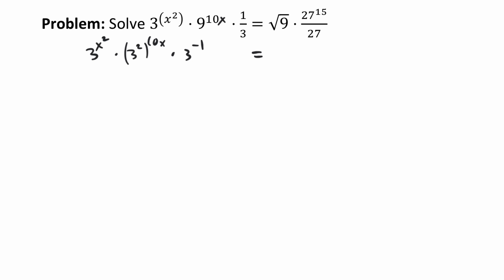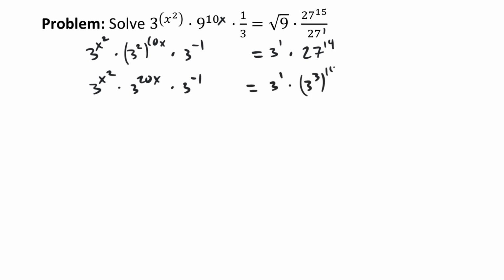9, we could actually square root it. It's just a 3, so 3 to the 1. And the 27, I think I'm going to subtract these first to be 27 to the 14. So that'll be 3x squared, 3 to the 20x, 3 to the negative 1 equals 3 to the 1 times 3 to the 3 to the 14.